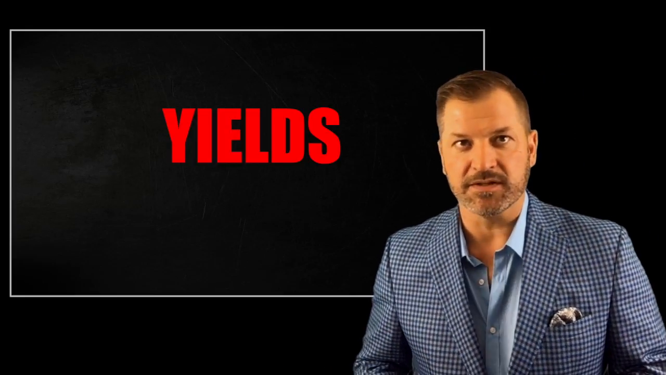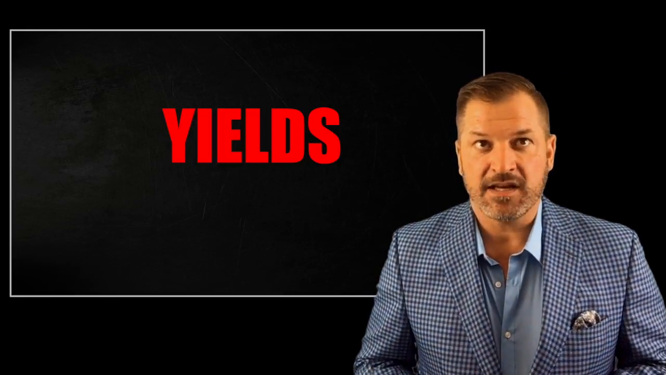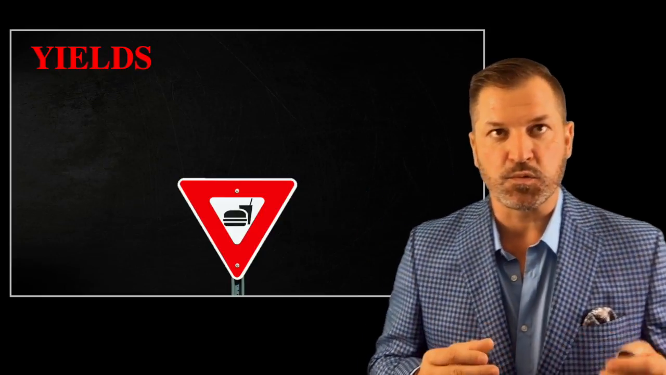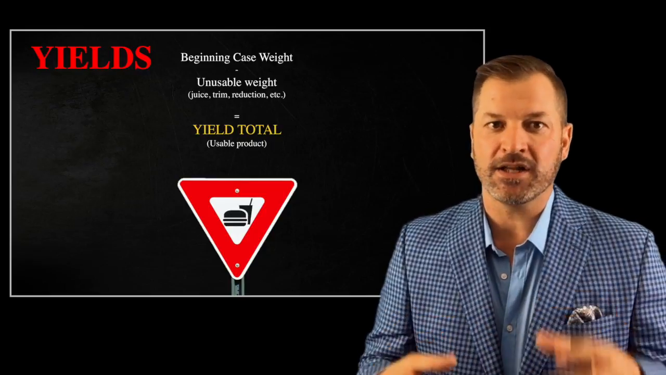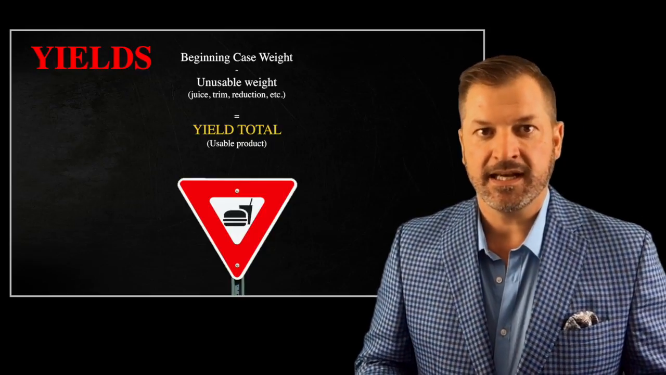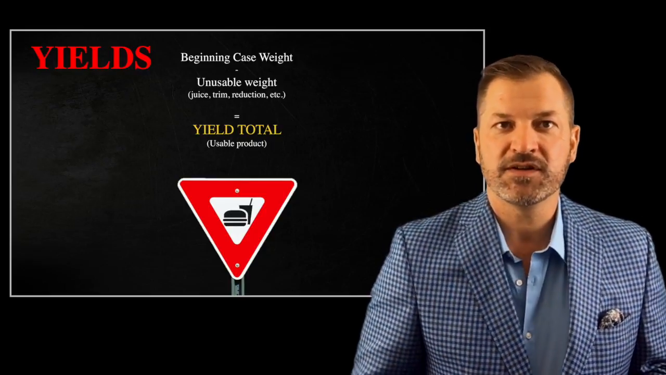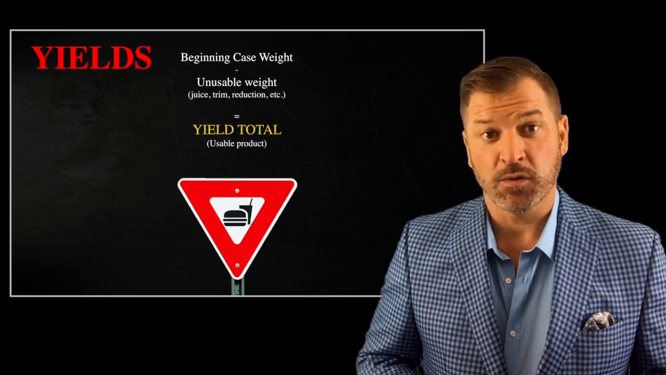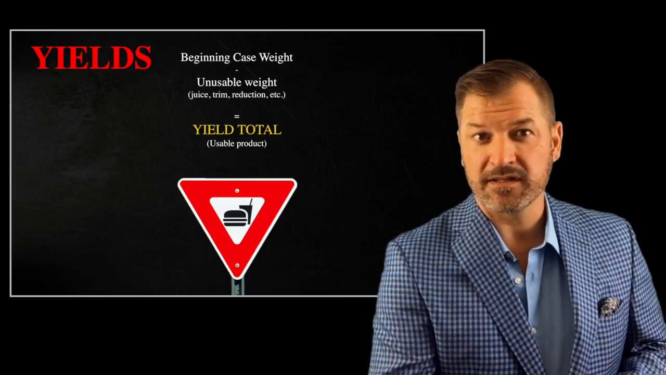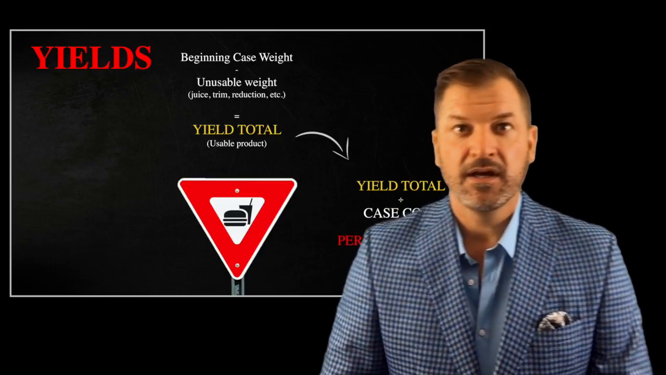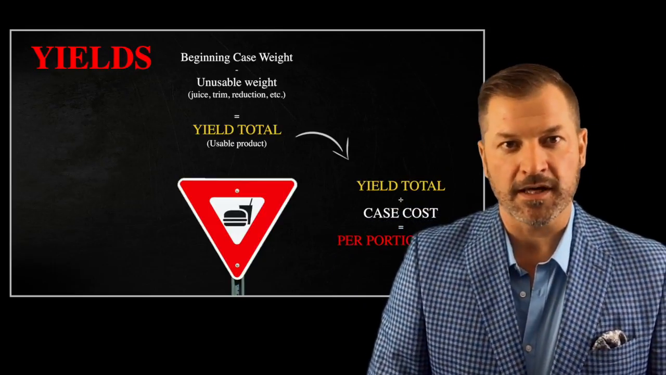Next, let's talk about yields. So yielding has an equation. We talked about the equation, but now we've got it in writing, so it's real. We have our beginning case weight. We subtract out what our unusable case weight was, and then we take our finished weight or our yield total. And that is the total amount of weight that we're going to divide into the case price to figure out what our per portion cost is.